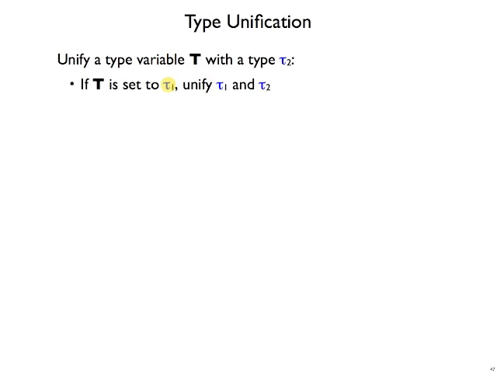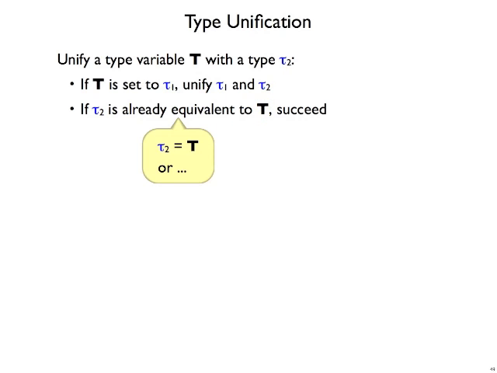Tau1 might, for example, be num or bool, in which case we check whether num or bool can be unified with tau2. Or tau1 might be some other type variable, in which case we recur and unify with that other type variable. If this case doesn't hold, then we go on to the next check, which is to check whether tau2 is already equivalent to t. It may be, for example, that tau2 is exactly t already, in which case there's no new information, but it's fine to say that t equals t.